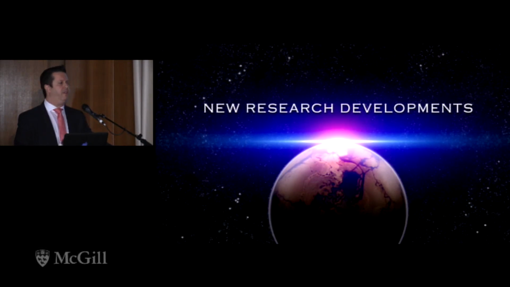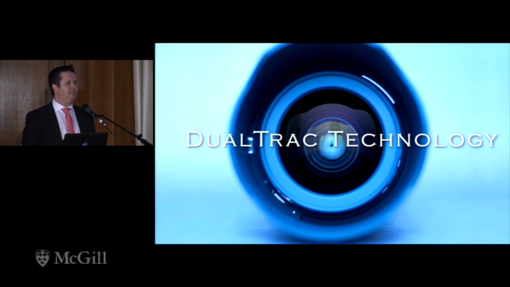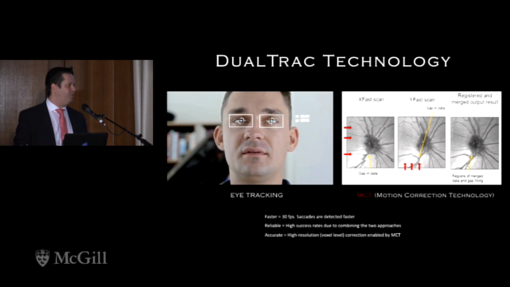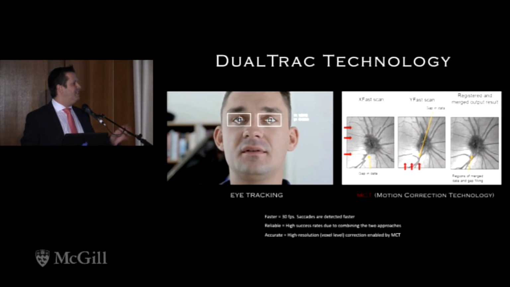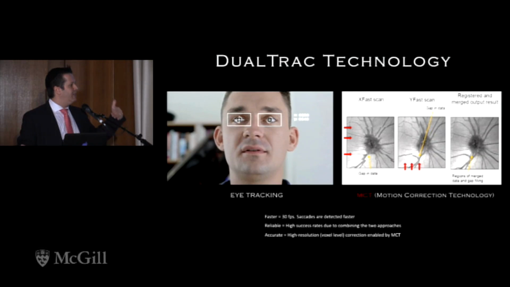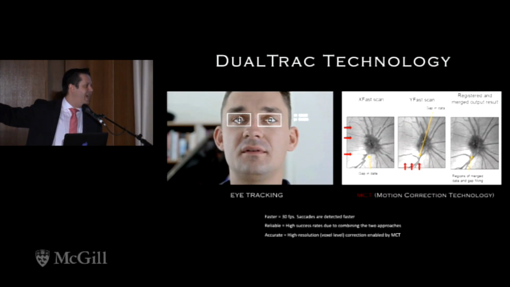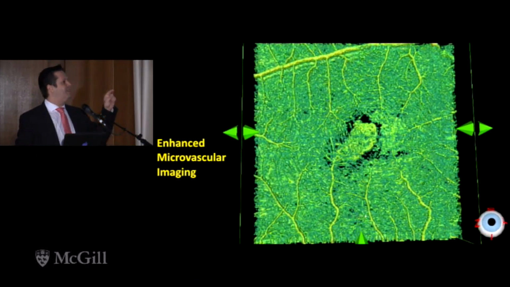One of the things that is very, very important is the ability of evaluating patients that can't fixate or have a hard time fixating. One of the new technologies is called dual track, or dual tracking. It's the ability of using the regular tracking and combining it with a technology called motion correction technology that was developed by Dr. James Fujimoto. That gives us the ability of decreasing, much faster, the saccades that we see in patients that don't fixate well. The higher rate of success is fantastic because it's combining these two approaches, so it's a reliable and very accurate technology. That gives us this possibility.